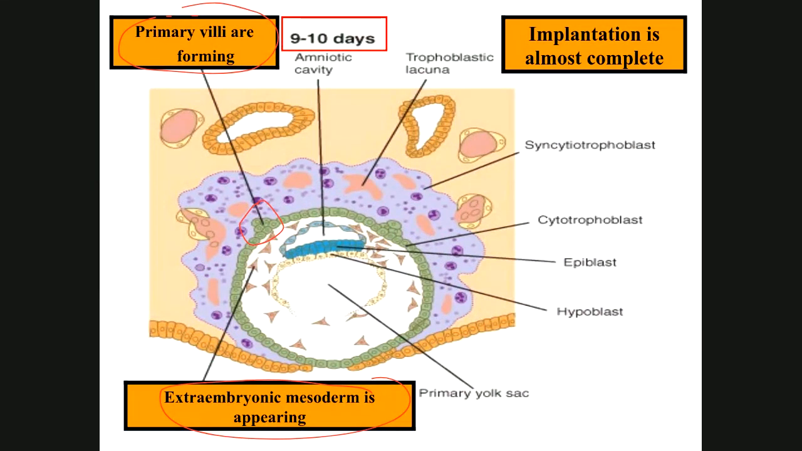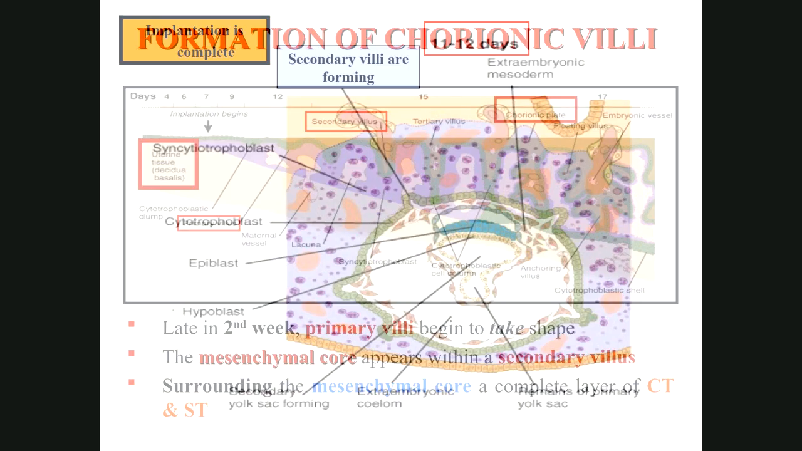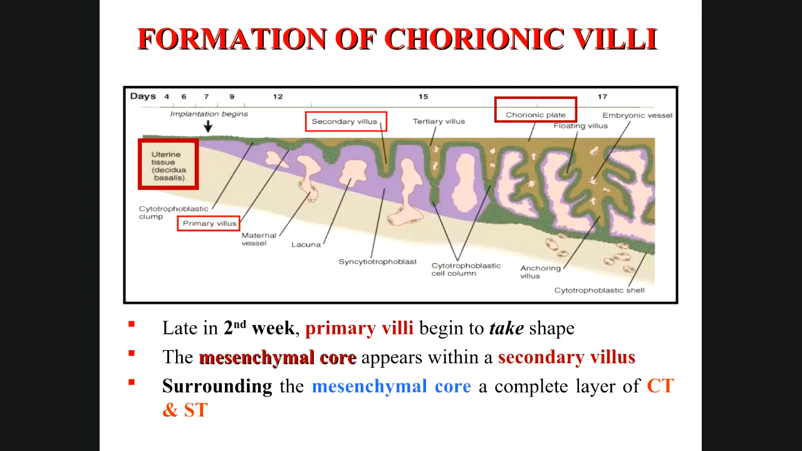Then some mesenchymal cells in the secondary villi differentiate into blood vessels and capillaries, forming the tertiary chorionic villi. And the capillaries in the villi fuse to form the arteriocapillary network. So this is how primary, secondary, and tertiary villi are formed. This shows you the primary villi. Here you can see the secondary villi forming: the first layer is syncytiotrophoblast, the second is cytotrophoblast, and the third is the mesenchyme invading into it, right?